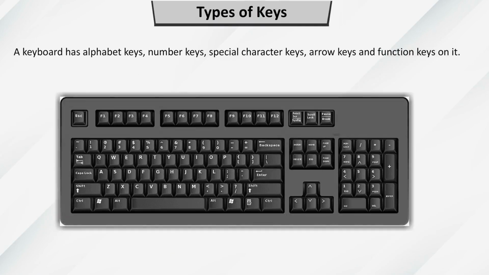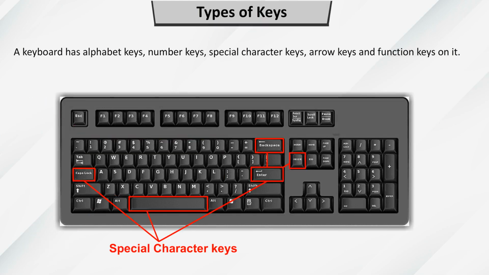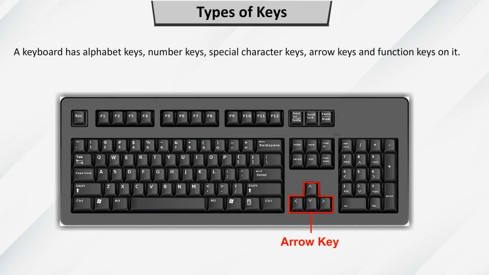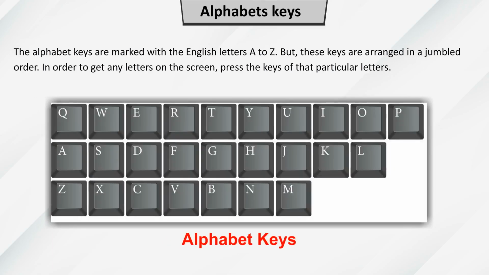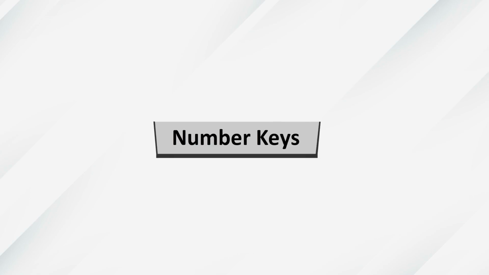Types of keys. A keyboard has alphabet keys, number keys, special character keys, arrow keys, and function keys on it. Alphabet keys. The alphabet keys are marked with the English letters A to Z, but these keys are arranged in a jumbled order. In order to get any letter on the screen, press the key of that particular letter.